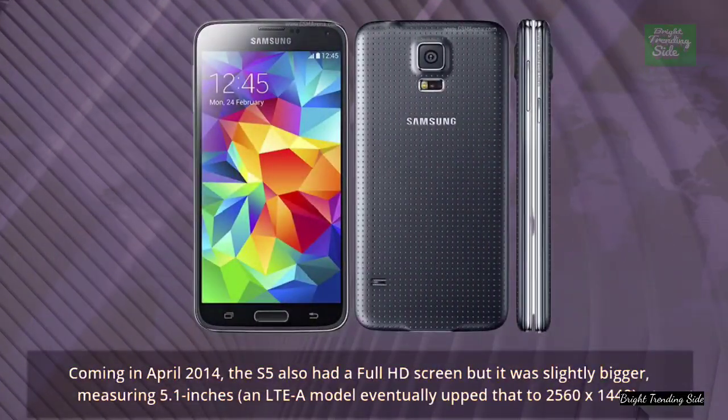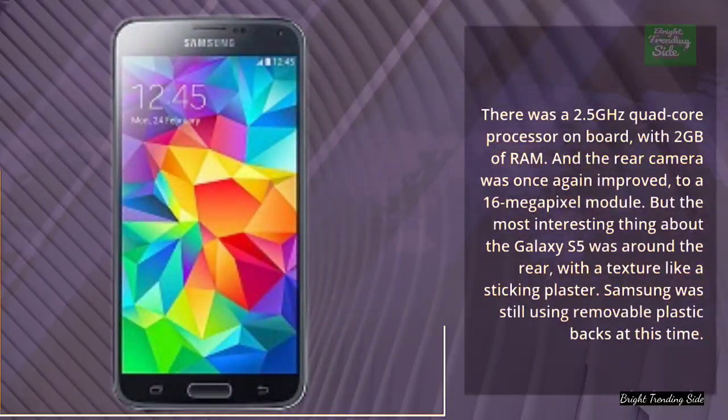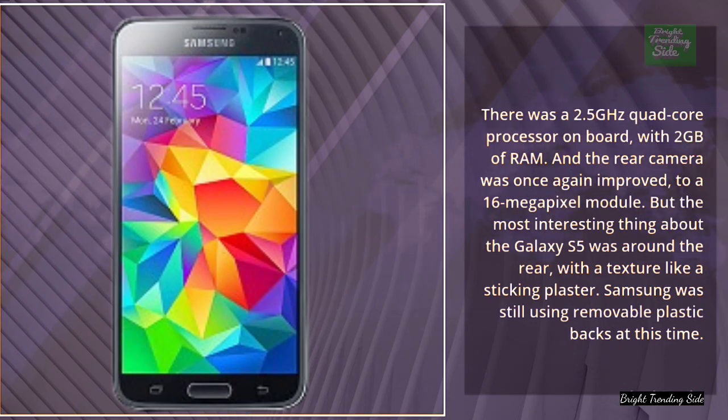Samsung Galaxy S5. Coming in April 2014, the S5 also had a Full HD screen, but it was slightly bigger, measuring 5.1 inches. An LTE model eventually upped that to 2560 by 1440. There was a 2.5 GHz quad-core processor on board, with 2 GB of RAM. And the rear camera was once again improved, to a 16 megapixel module. But the most interesting thing about the Galaxy S5 was around the rear, with a texture like a sticking plaster. Samsung was still using removable plastic backs at this time.